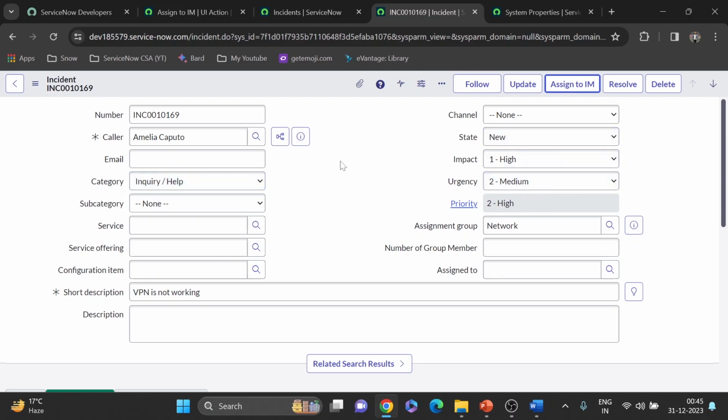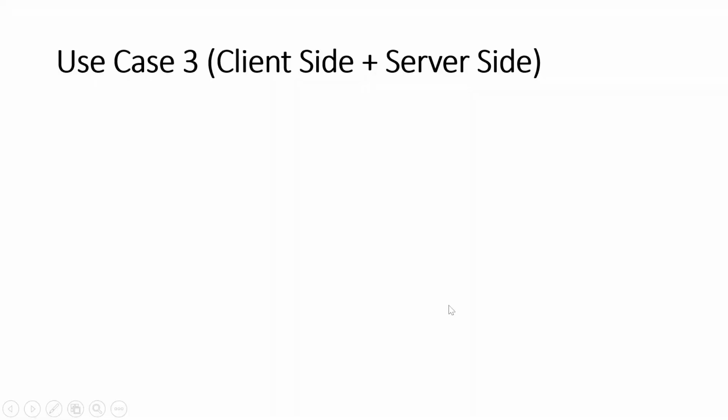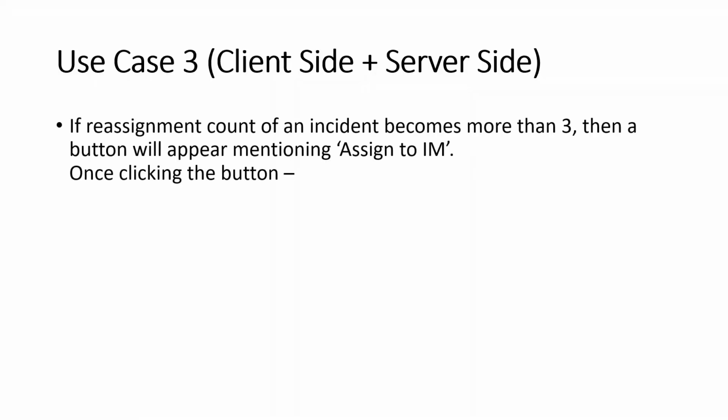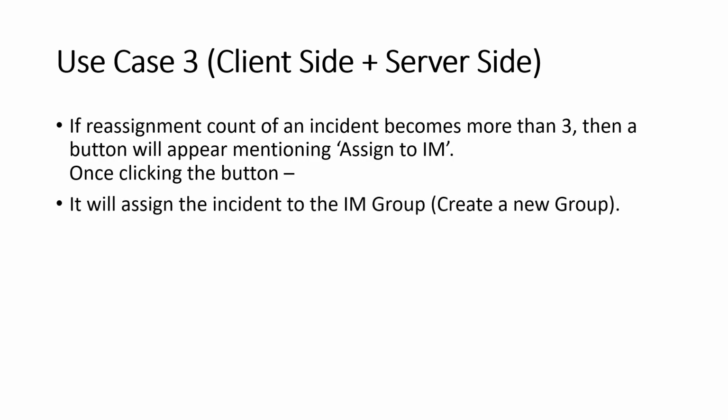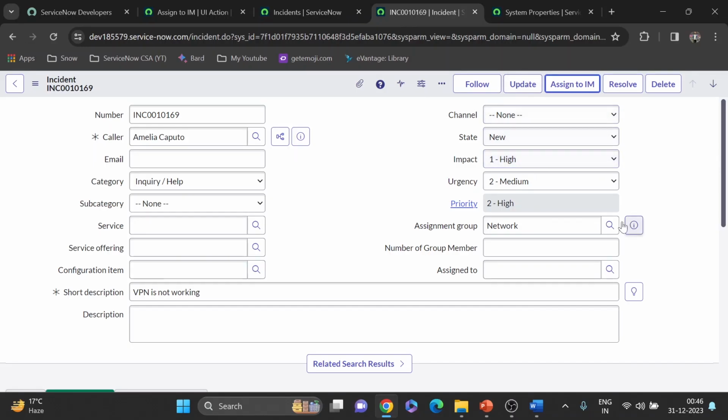Now I'm going to quickly show you use case number 3, which is client side plus server side. If the reassignment count of an incident again becomes more than 3, a button will appear, Assign to IM. Once clicking the button, it will assign the incident to the IM group directly. We have to create a new group because the IM group is generally not present. For this video, I have already created a group called IM team. You can quickly create it if you're following.